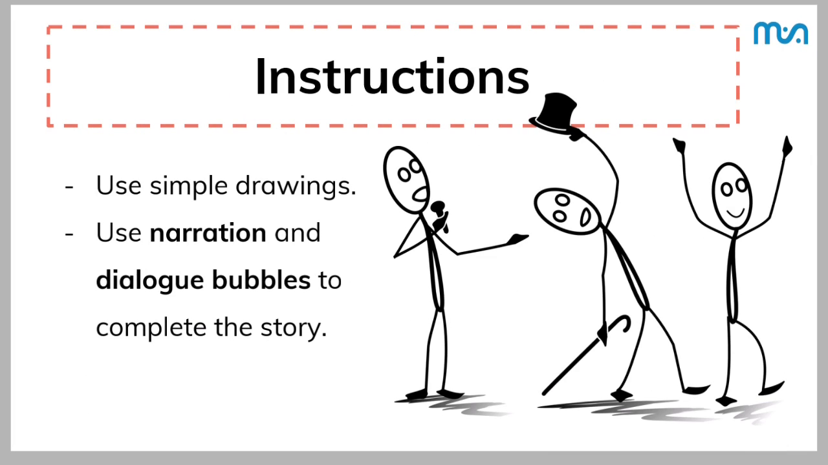Okay. Then, to create a comic, you have to use simple drawings like shown in the picture. Very simple pencil drawings. Then you have to use narration and dialogue bubbles to complete the story. So we have seen two examples of comics. There are narrations, dialogue bubbles, and pictures. You have to draw simple pictures, then use narrations if necessary, then use dialogue bubbles to complete the story. Are you ready? So the time starts now for you.